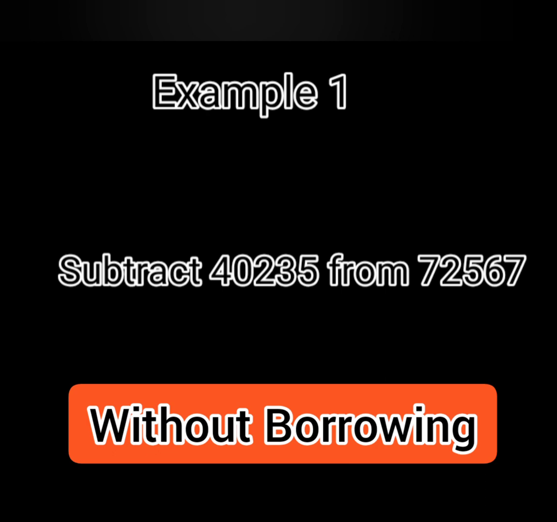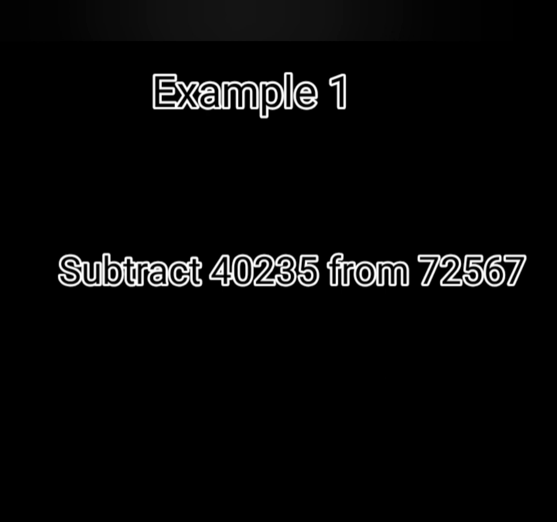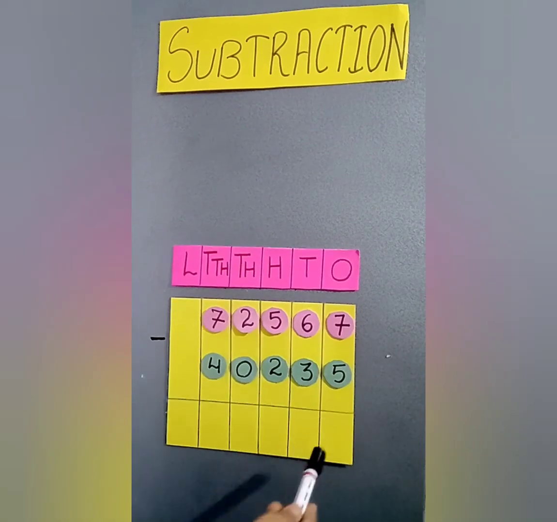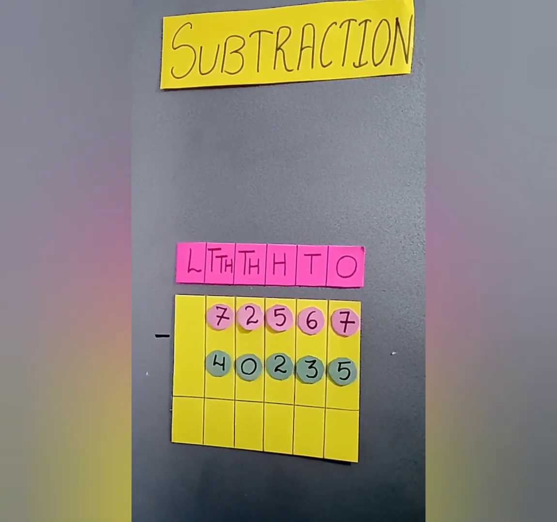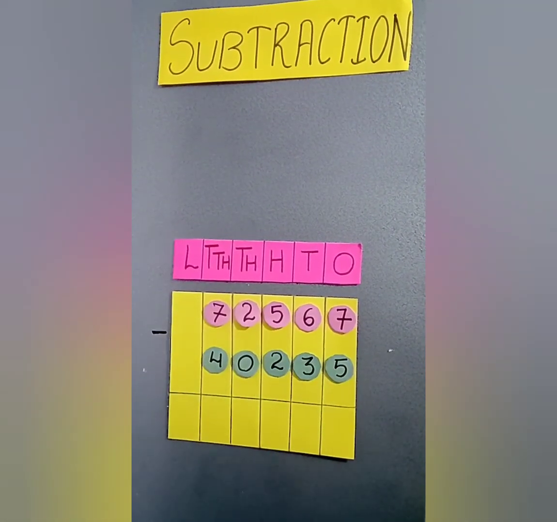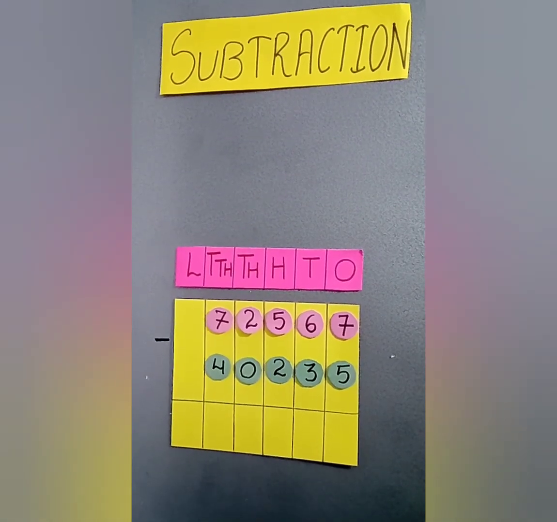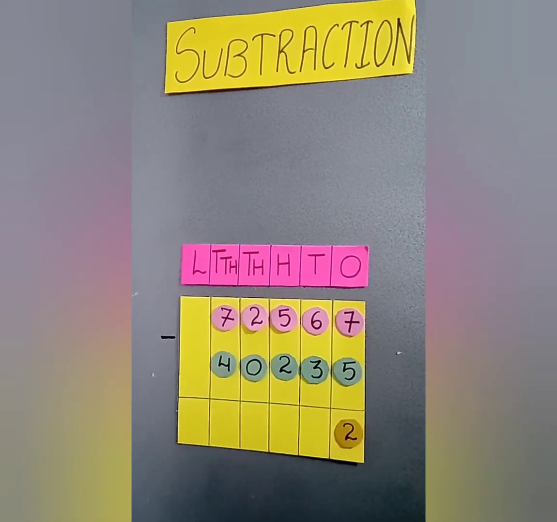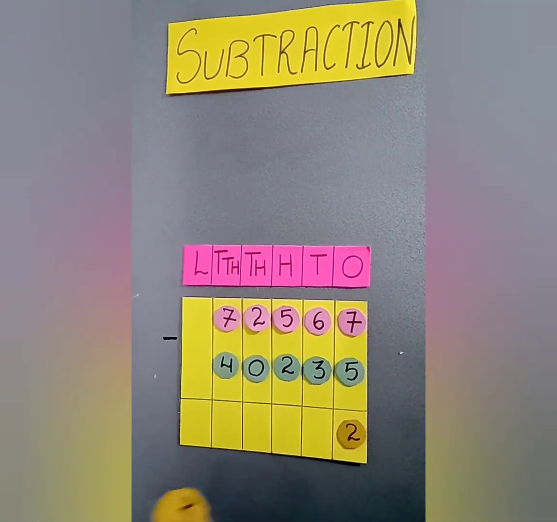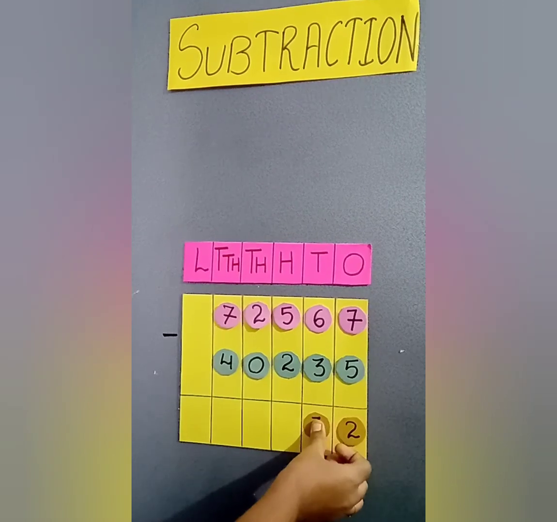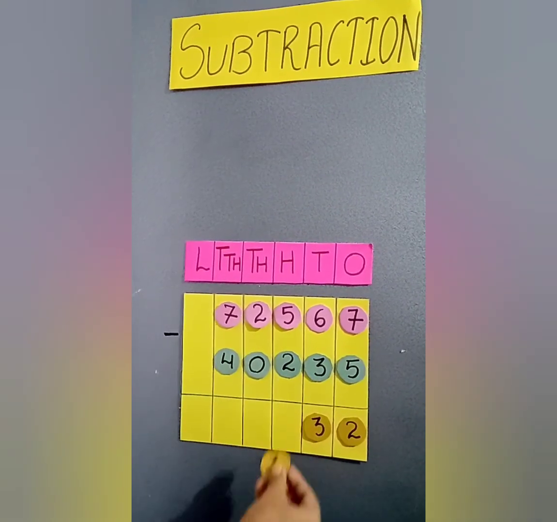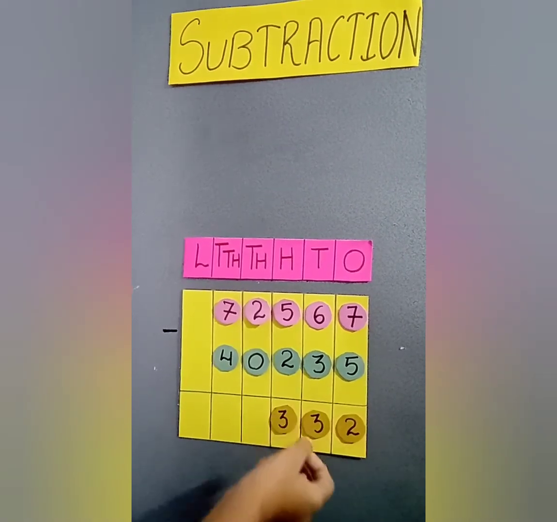So our first example is subtract 40,235 from 72,567. Let's start subtracting from ones place digit. In ones place digit we have 7 and 5. So if we subtract 5 from 7, we get 2. In tens place we have 6 and 3. So after subtracting we get 3. In hundreds place we have 5 and 2. After subtracting we get 3, again 3.